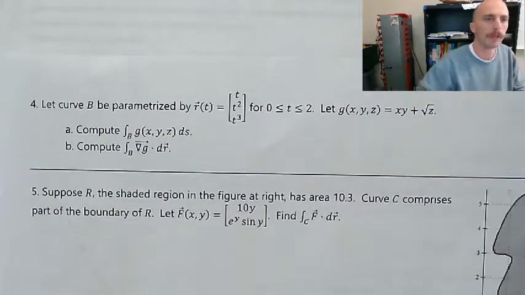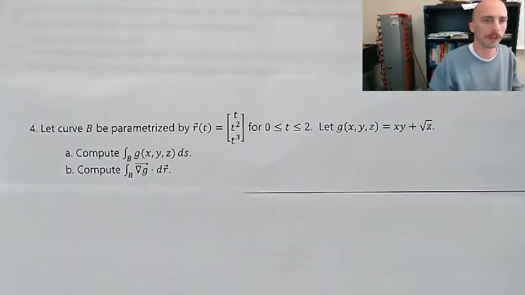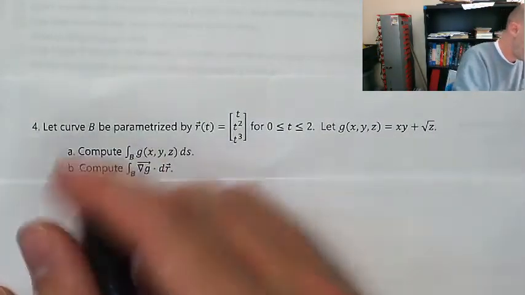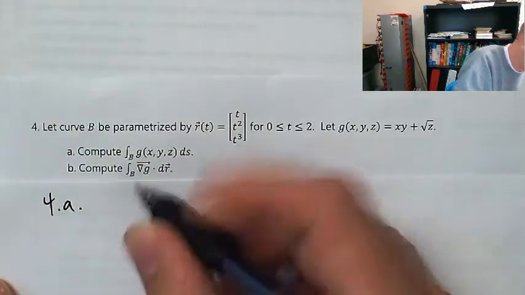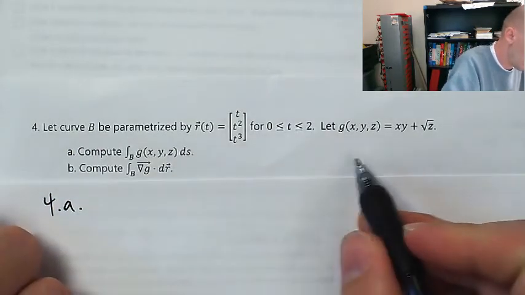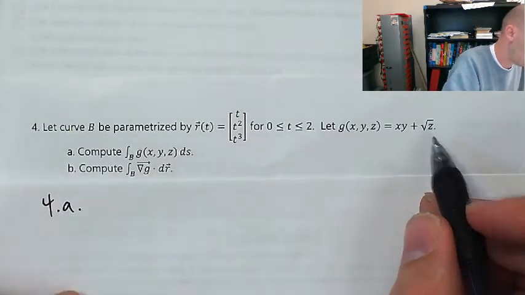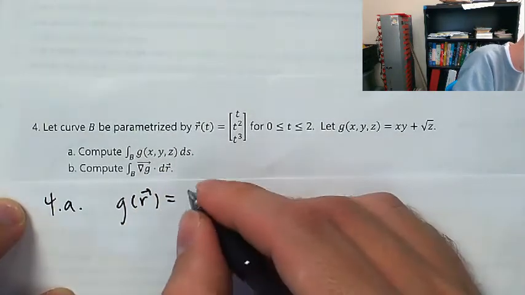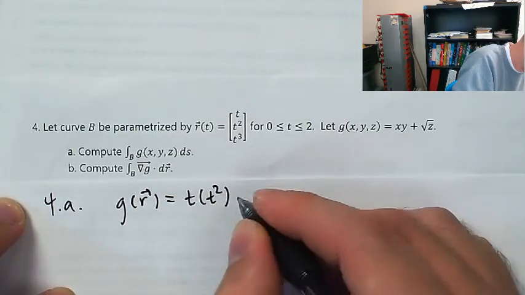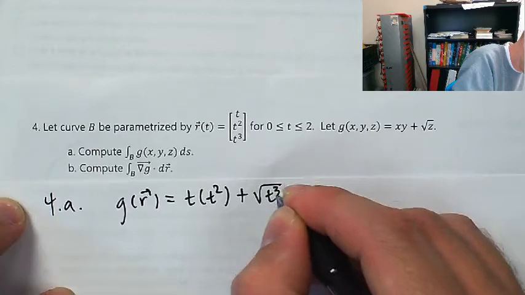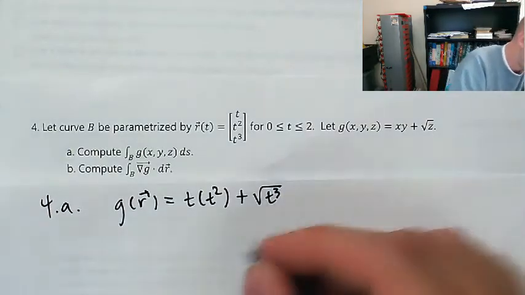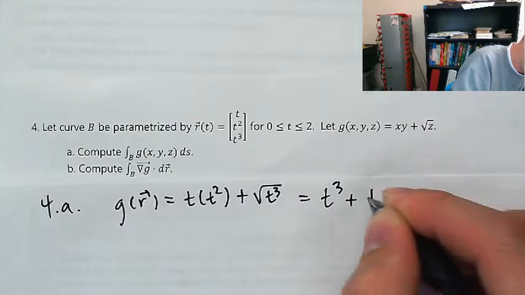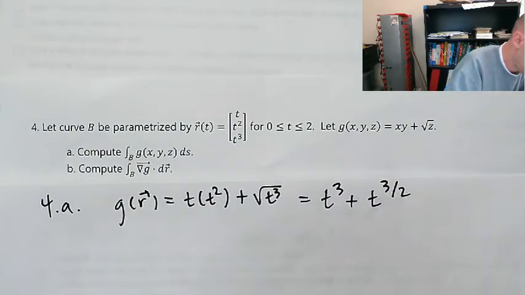Number 4, B is parameterized by this. Let G be that. Okay, here's a good couple of problems. So for A, G ds, okay, well, G is xy plus square root of z. Xy plus the square root of z. Okay. So that's going to be t to the 3 plus t to the 3 halves.